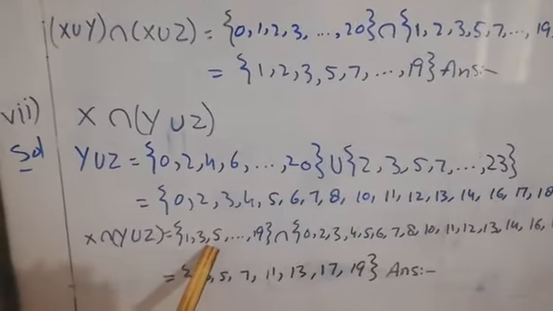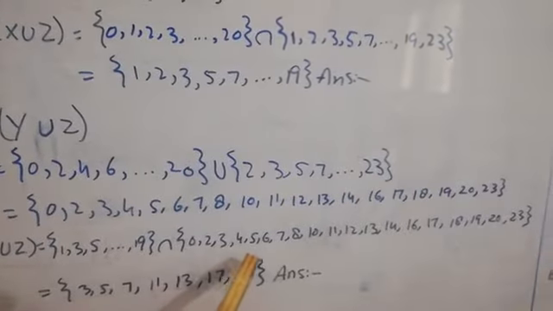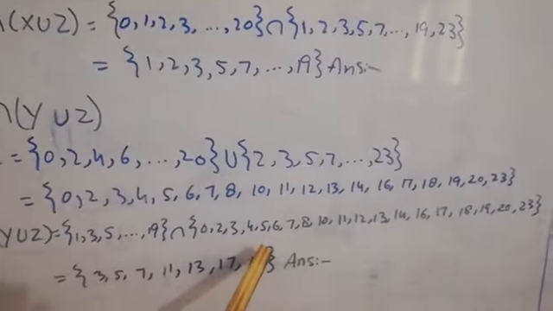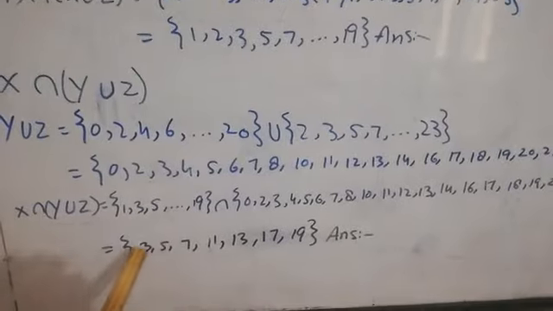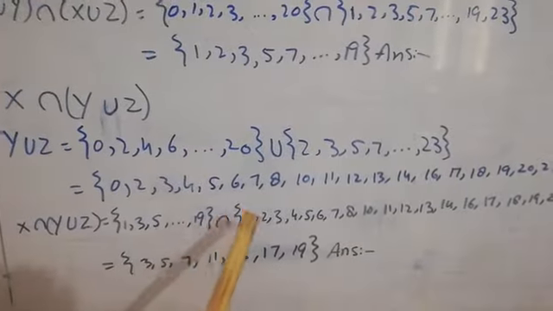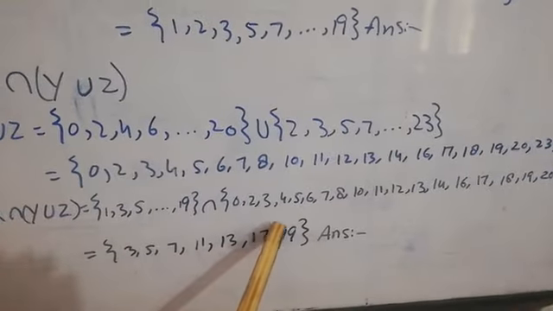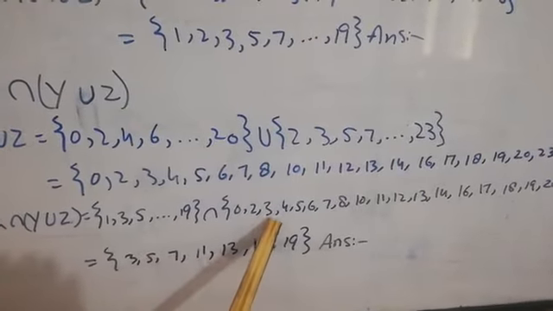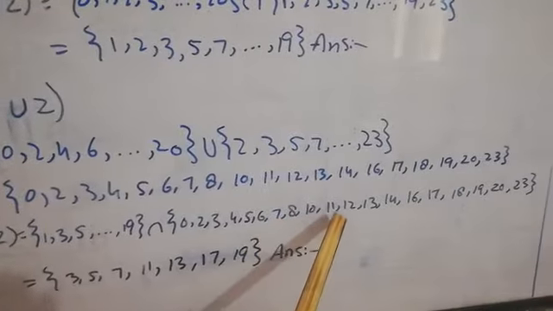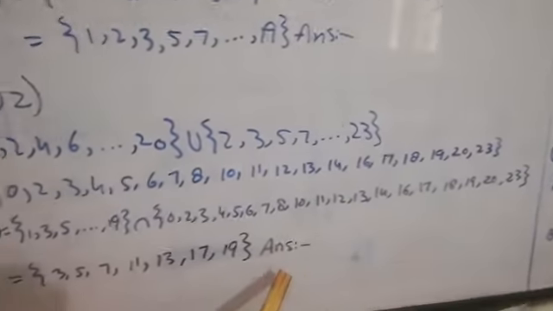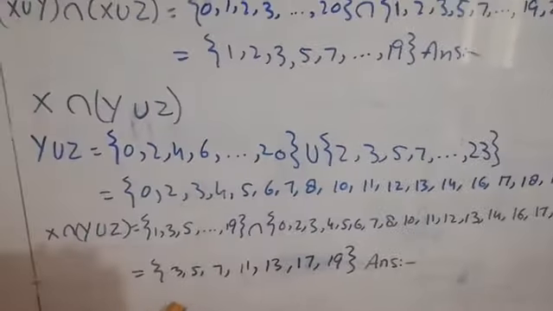We will write the set of X intersection all the complete values of the Y union Z, and then we will find the common elements. Since these are all the odd numbers, we will pick odd numbers from this set, from 3 to 19. So these are 3, 5, 7, 11, 13, 17 and 19. These are the common elements. So this is the answer.